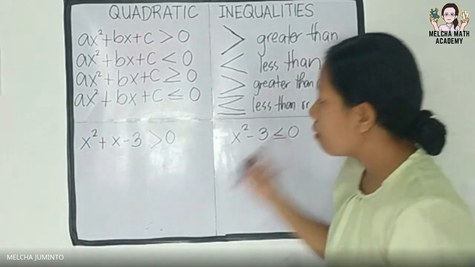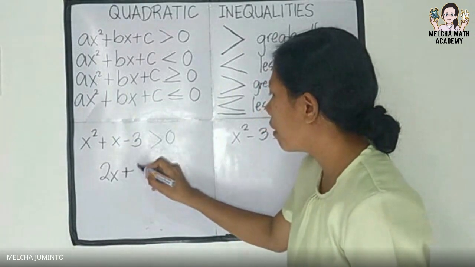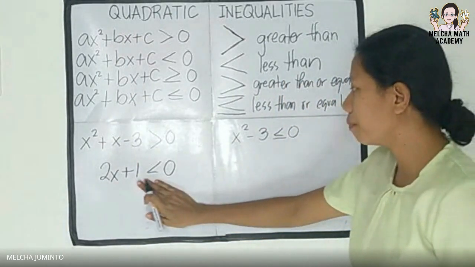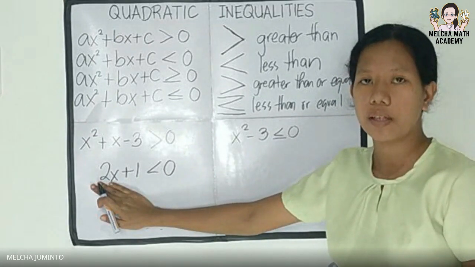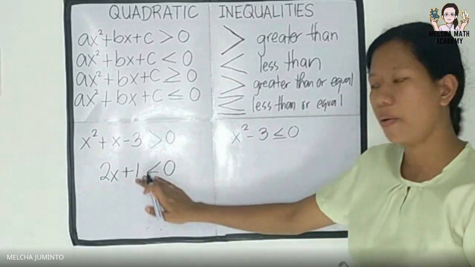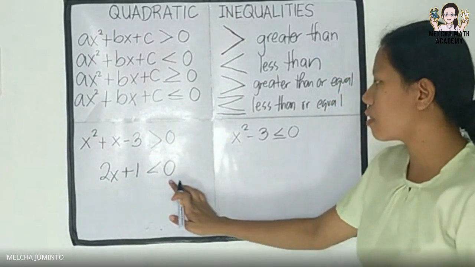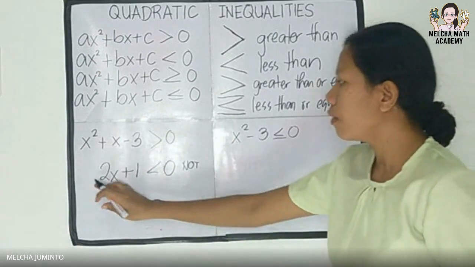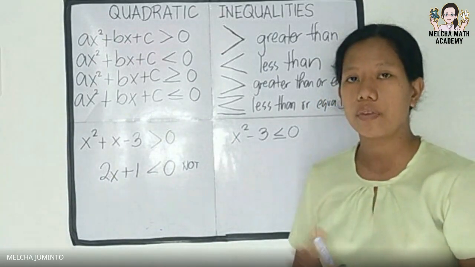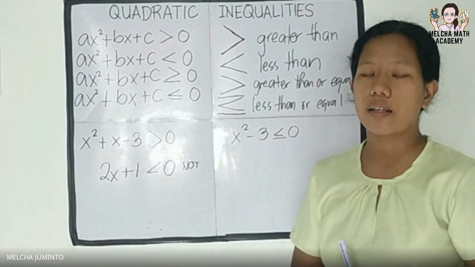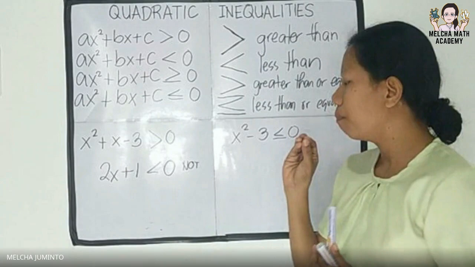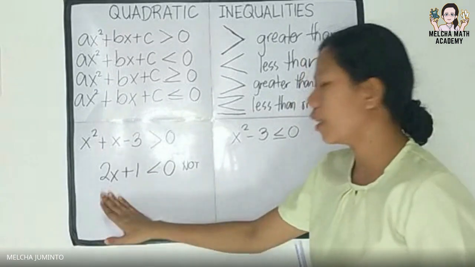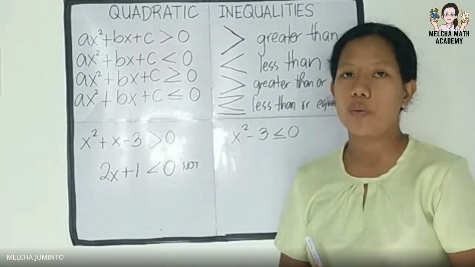Now, how about this one? 2x plus 1 is less than 0. Can we consider this as quadratic inequality? What do you think? The answer is no. 2x plus 1 is less than 0 is not a quadratic inequality because there is no term containing x squared. Therefore, we cannot call it a quadratic statement because that important term containing x squared was removed. This is actually considered to be only a linear inequality.